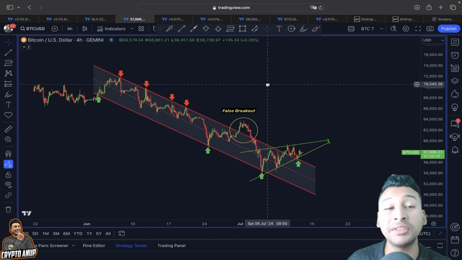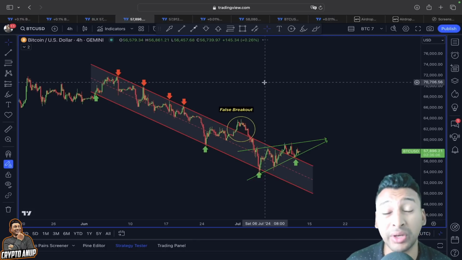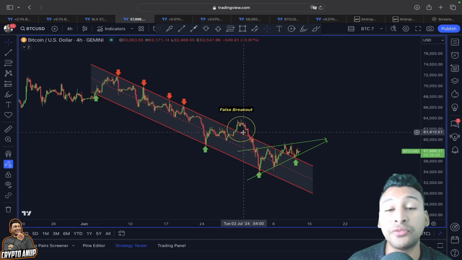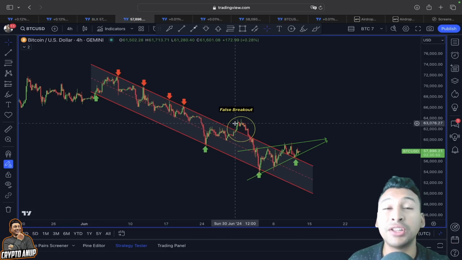you can see the price in a 4-hour time frame has also broken out from this descending channel or falling channel. In the past price action, this falling channel also had a false breakout, right?